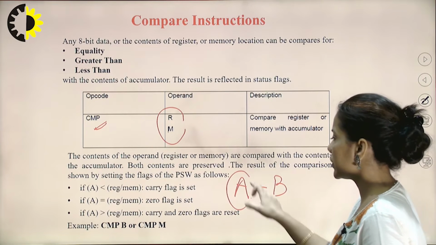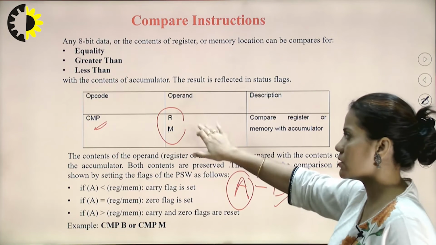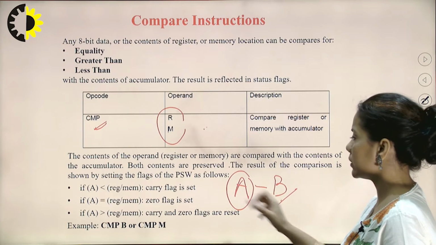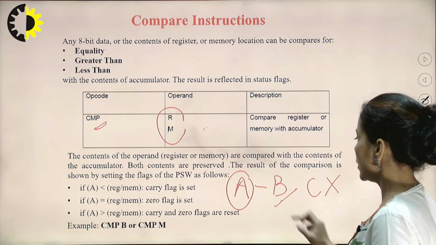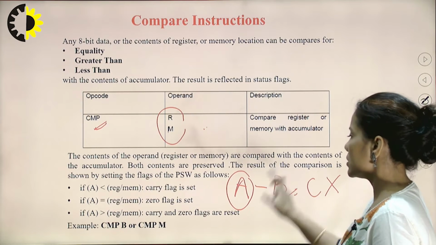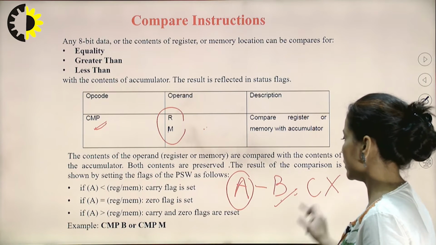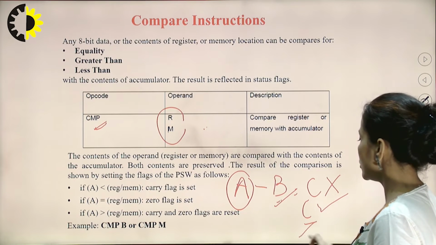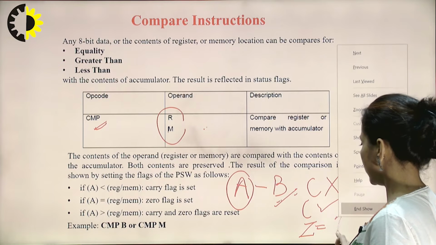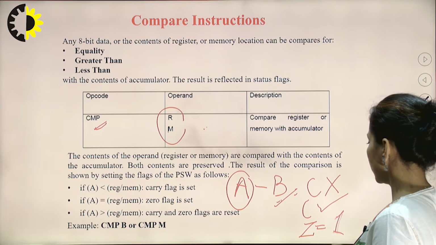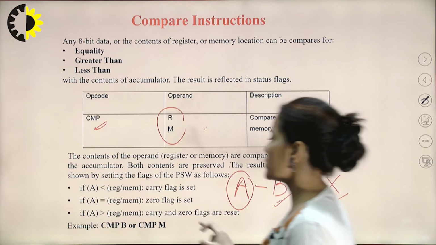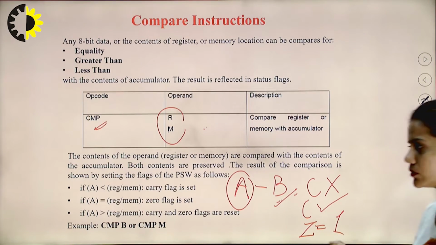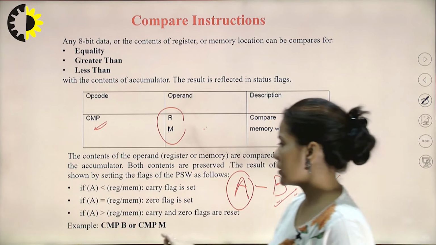So this is the accumulator, and this is another operand which is mentioned in the instruction. If the contents of this operand are lesser than A, no carry is generated. If the contents of this operand are higher than A, then the carry will be generated, and if these two contents are equal, then the zero flag will be set. So this is the condition. Here a few flags are affected, like carry and zero, and this is the example.